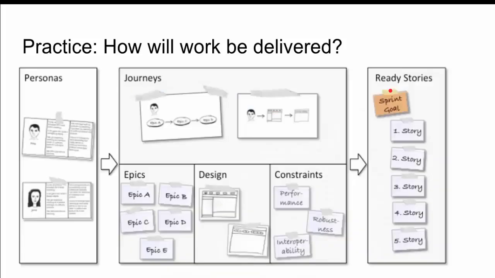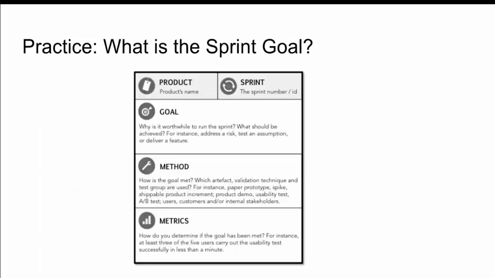So here's another way of showing that. You start off with personas. You describe user journeys through the system. You then break it down into epics. You do design. You decide on constraints. And then finally, you move into a sprint. So normally, all of this upstream work is not visualized, and I'm suggesting that you might want to visualize it. So this is how work will be delivered.